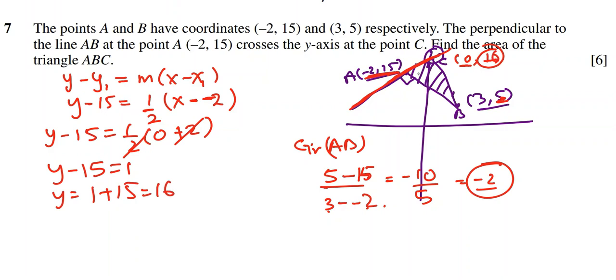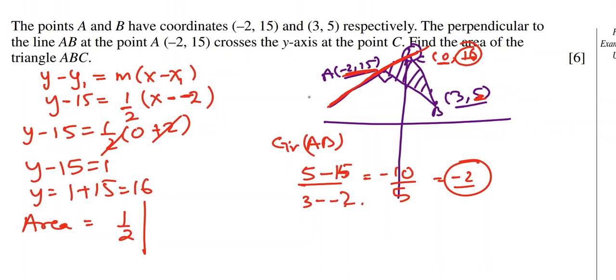Now we know the coordinates of all three corners of the triangle ABC. To find the area, we have this formula. We'll write the first coordinate here, minus 2, 15. Then let's write 0, 16. It doesn't matter in a triangle which one you write first or second, but once you have maintained the flow, the first one has to be repeated again. That's what you have to take care of.